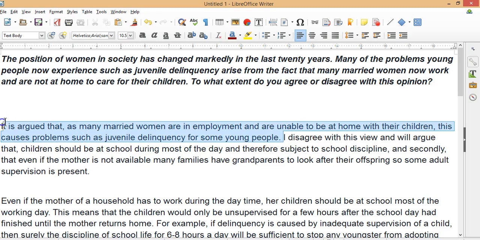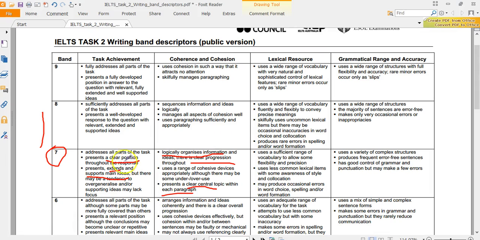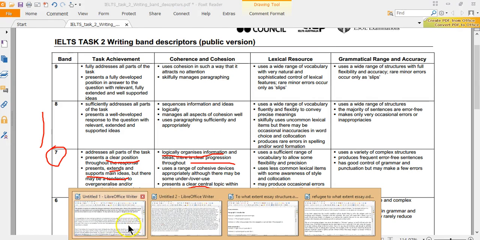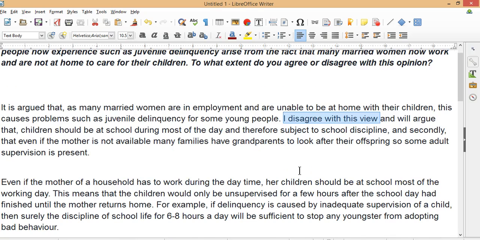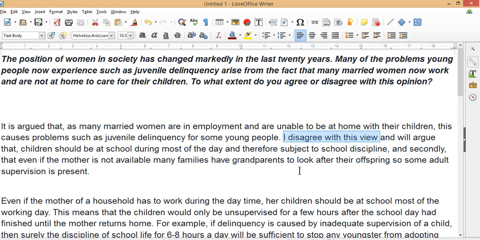So I've paraphrased. So that's what you basically need. Sentence 1, paraphrase, restate the question. Then we need a clear position. Do you agree or not? So I disagree with this view. I don't think that married women working, that's the issue. I don't think that's causing it.